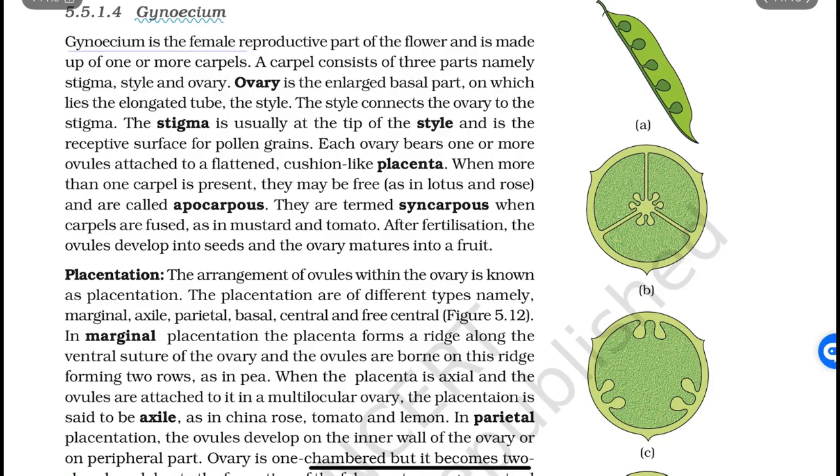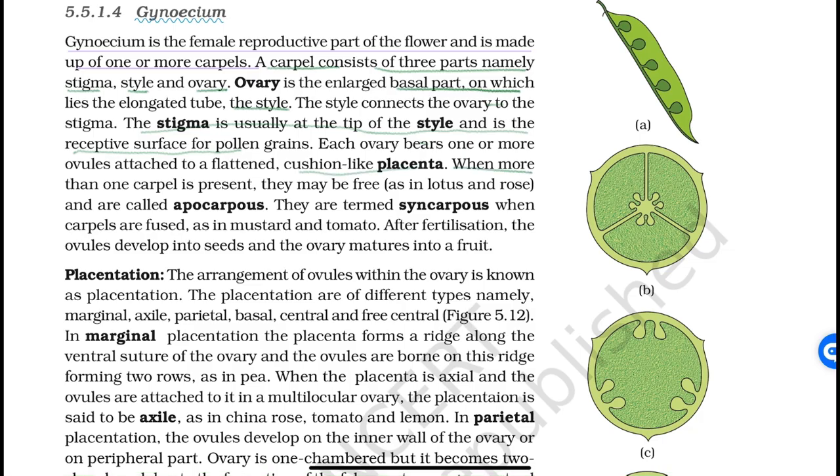Gynoecium. Gynoecium is the female reproductive part of the flower and is made up of one or more carpels. A carpel consists of 3 parts, namely stigma, style, and ovary. Ovary is the enlarged basal part on which lies the elongated tube, the style. The style connects the ovary to the stigma. The stigma is usually at the tip of the style and is a receptive surface for pollen grains. Each ovary bears one or more ovules attached to a flattened cushion-like placenta.